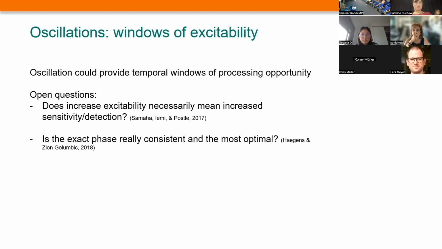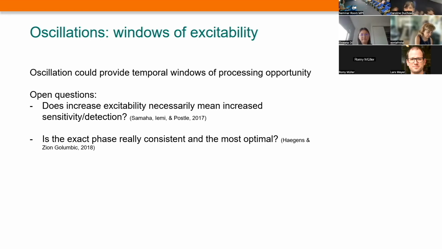This is still unclear. And if we look at the exact phase that is the most optimal, it doesn't seem to be consistent over participants often. So in many of my studies, I find an effect of phase, and it's systematic within a participant which phase is the best, but it's not necessarily very consistent across participants. So this is also another open question to me in this field that needs answering, which actually I'm not going to answer at all.